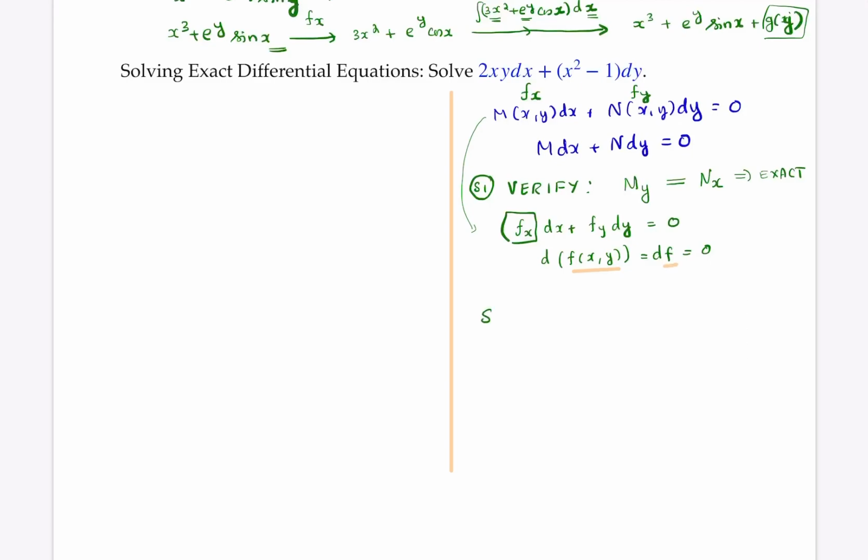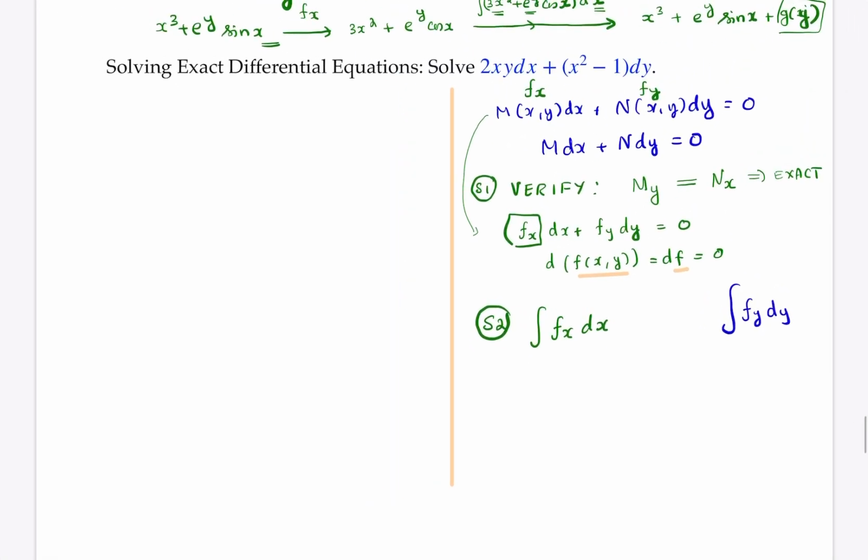So that's my second step. I'm going to take a look at my fx, and I'm going to integrate this with respect to x. You don't have to do that. You can also take a look at the fy and do this with respect to y, and that's perfectly all right as well. Sometimes that might be easier. It depends on the computation, and that's perfectly all right. There is nothing wrong with that.